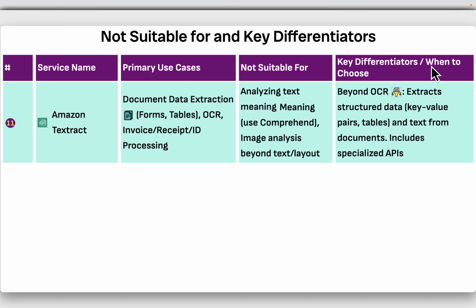So key differentiators and when to choose: beyond OCR, it extracts structured data like key-value pairs and tables from forms and all, and text from documents. It includes specialized APIs.